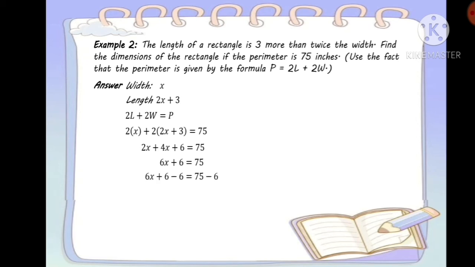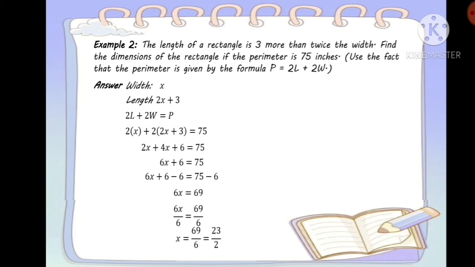6x plus 6 minus 6 is 75 minus 6. 6x is 69. 6x over 6 is 69 over 6. So, x is 69 over 6, which is 23 over 2.